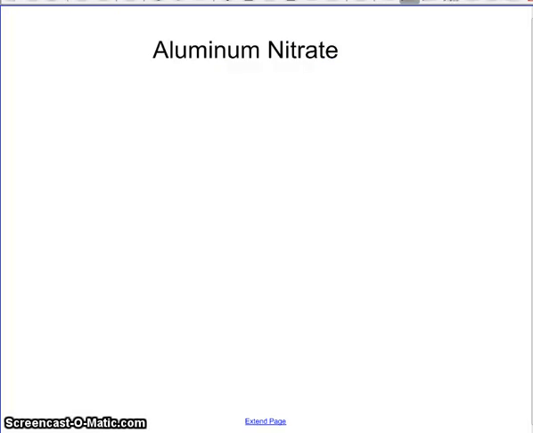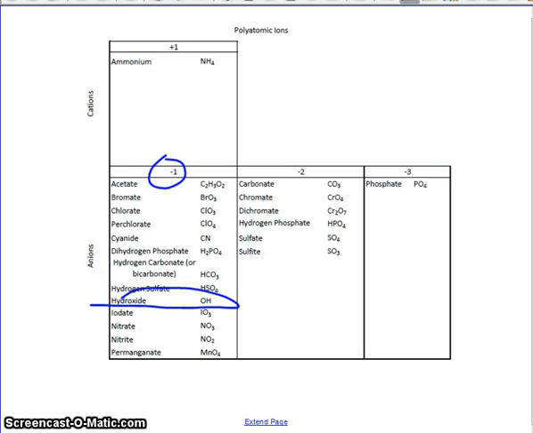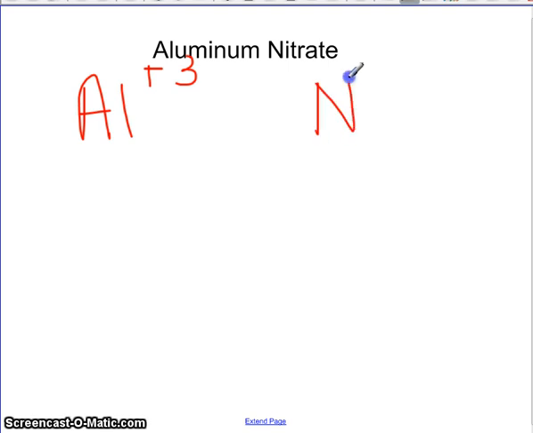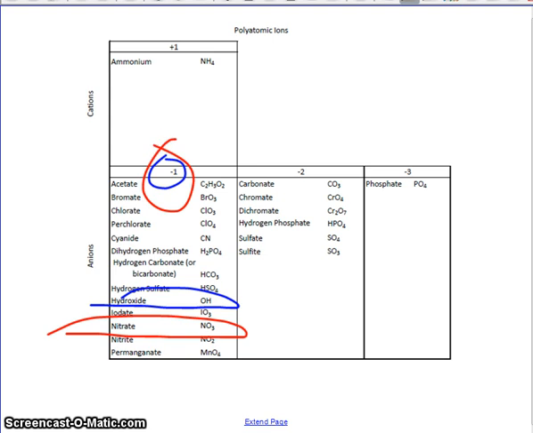Okay. For example, this is the name of the compound, aluminum nitrate. Now we know aluminum is Al. It is in group 3, so it will lose those 3 valence electrons to become positive 3. Now I've got to figure out what nitrate is. Okay, so I look back at my list. Nitrate is NO3. So I have NO3. And I believe it had, yes, a -1 charge.